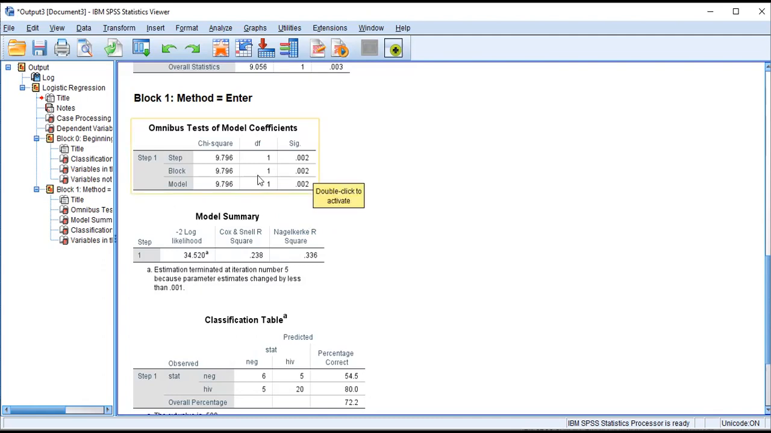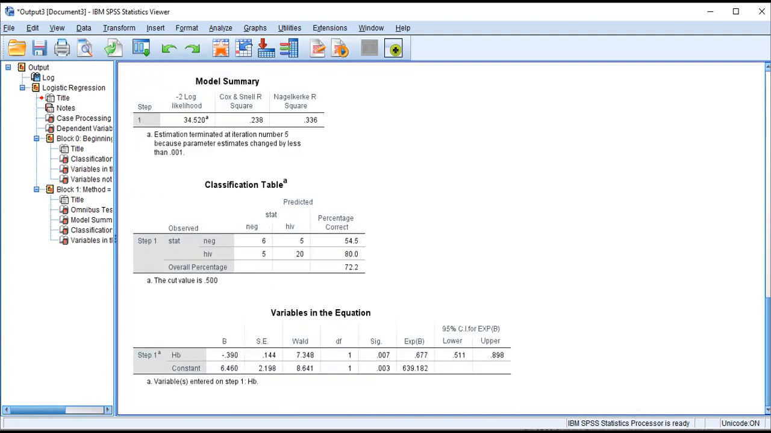So if the model is significant, it means that HB does have some potential to influence HIV status, and we can rely on this relationship. But if the model is not significant, it's telling us that this relationship is not relevant, it's not important. Maybe HB is not what we should use. Maybe we should consider something else. So we can see that the model is significant.